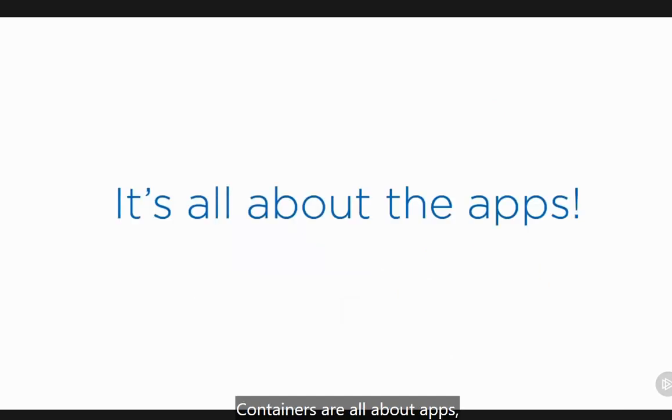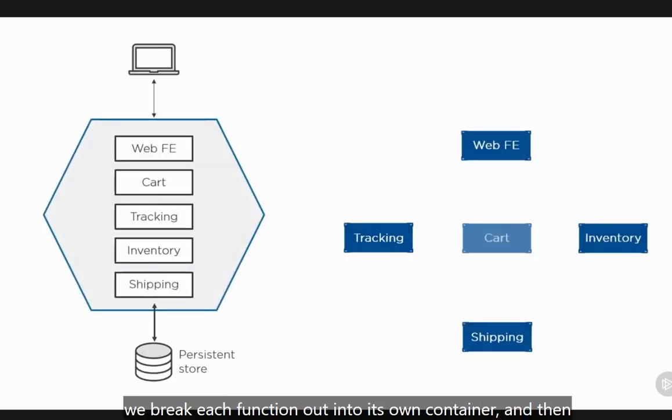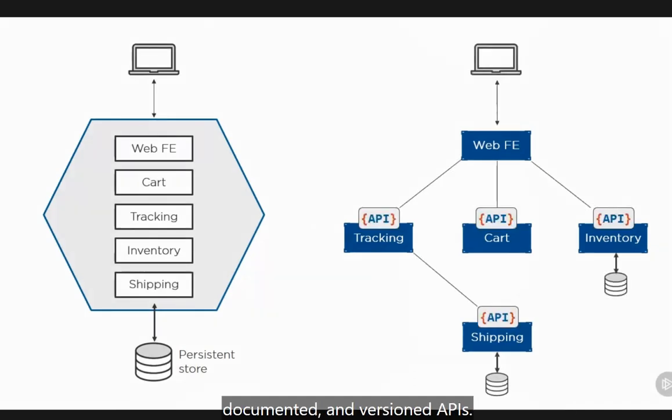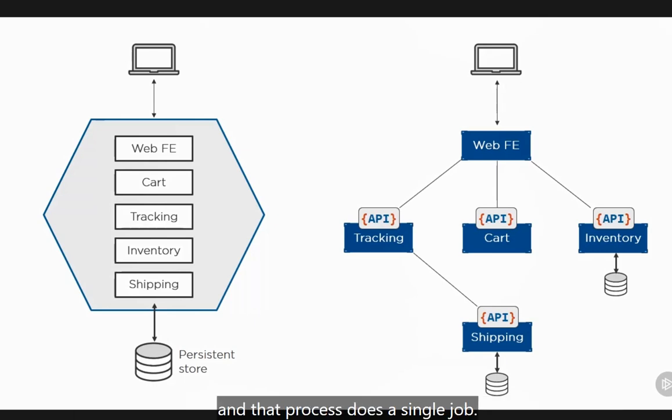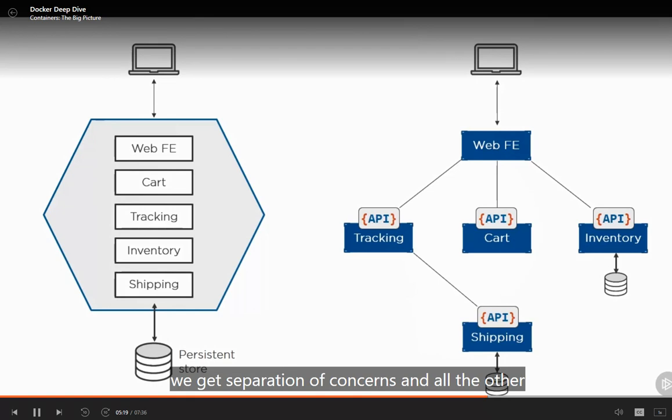Containers are all about apps. And the so-called gold standard when it comes to containerized apps is microservices. This is where each container generally runs a single process and has a single job. So instead of a monolith like this, we break each function out into its own container. And then we glue everything together with APIs, hopefully simple, documented and versioned APIs. The idea though, at the container level, is that you keep your container as small and simple as possible. In the Linux world, it's usually going to be a single process per container. And that process does a single job. I don't know, run a web service or something, yeah? This way though, we get separation of concerns and all the other goodness that comes with microservices.